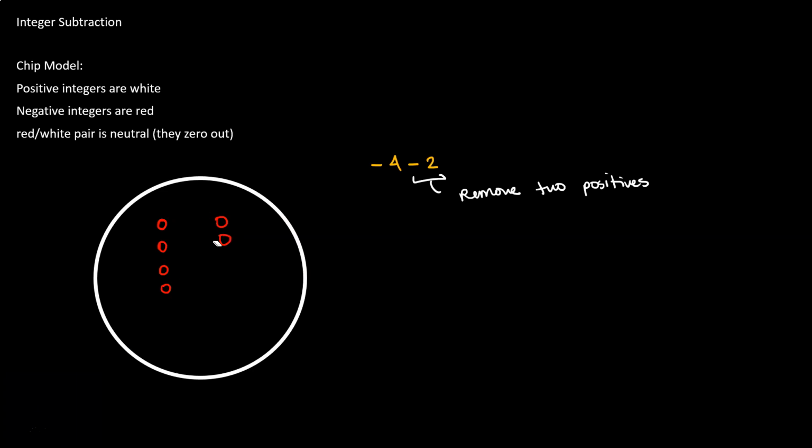So I remove those, count what's left. There are 6 negatives left. Which means the result to negative 4 minus positive 2 results in negative 6.